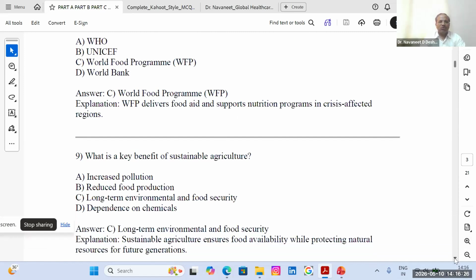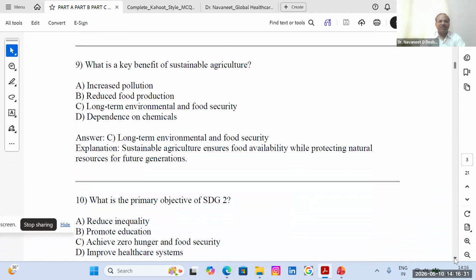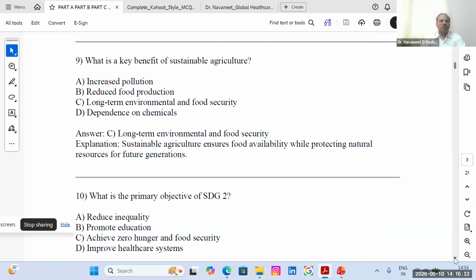Now, next question is, what is the key benefit of sustainable agriculture? A. Increased pollution. B. Reduced food production. C. Long term environmental and food security. D. Dependence on chemicals. So the correct answer is C. Long term environmental and food security is the correct answer. Explanation is sustainable agriculture ensures food availability while protecting the natural resources for future generations.